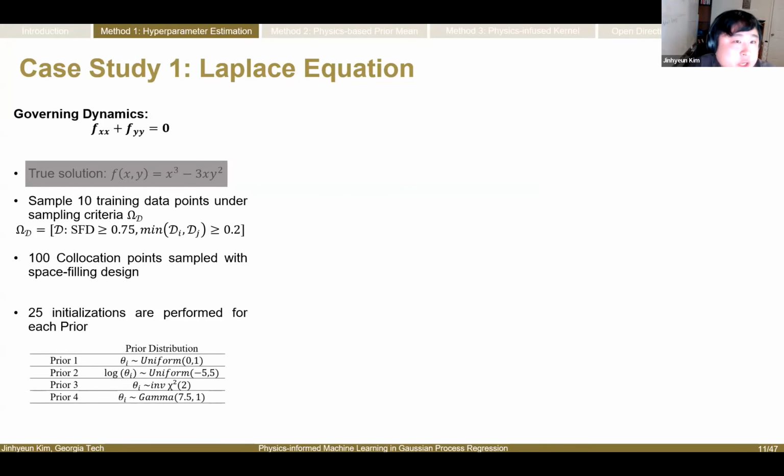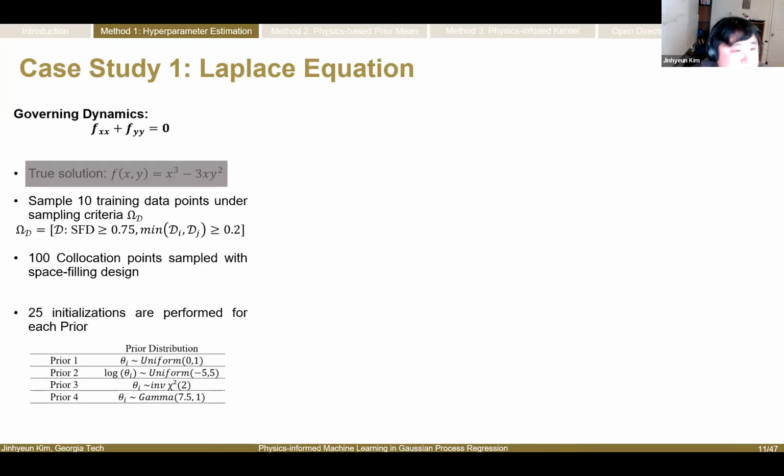This is the first equation, the Laplace equation. We generate a sparse data set from the true solution, which is actually unknown. By using this governing dynamics and the sparse training data set, we want to know whether we can find a better hyperparameter set. There are infinite scenarios to sample those sparse training data sets.